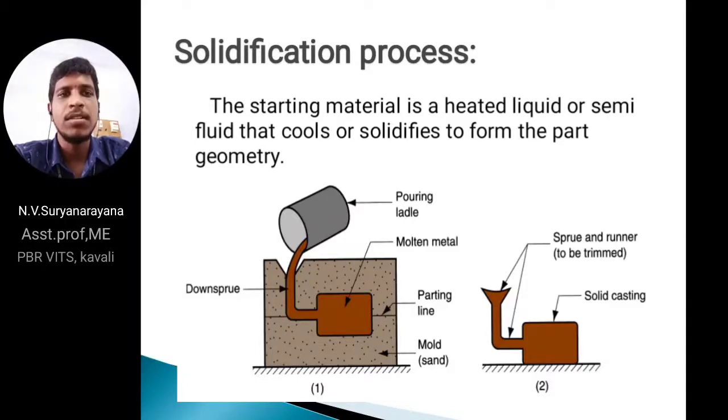That is the mixture of green sand and mold sand. The parting line divides the two halves. One is the cope and the other one is the drag. The upper one is the cope and the lower one is the drag. Then the down sprue. In the second figure I am showing the solid casting. The final part will be this one, the second one.